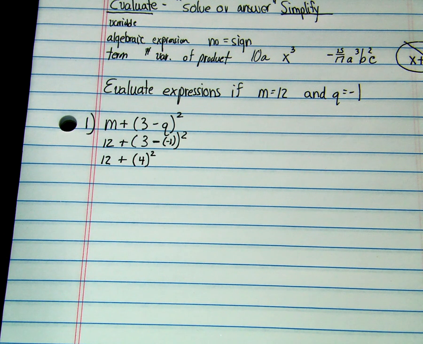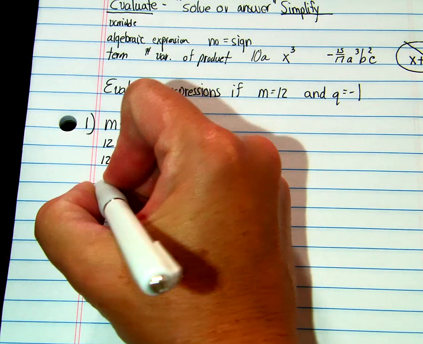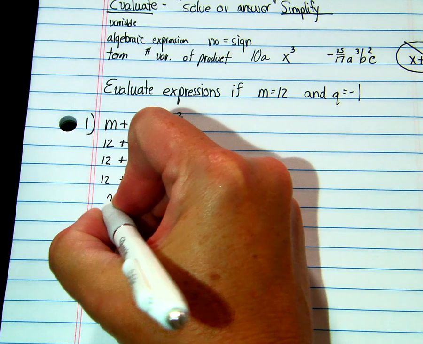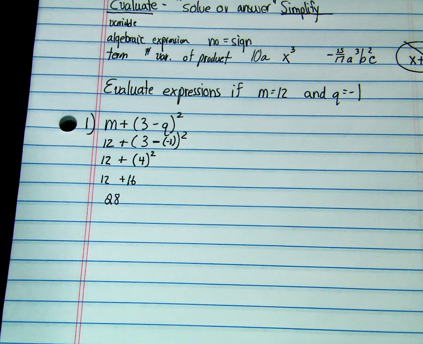Answer? Everybody. 28, fantastic. Not anything equals 28, and we don't go out to the side and add an equals here. We just simplify, simplify, simplify, simplify.